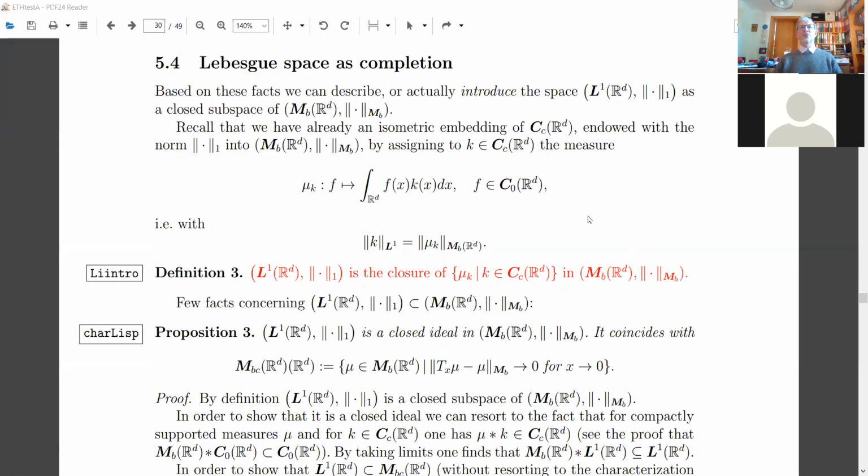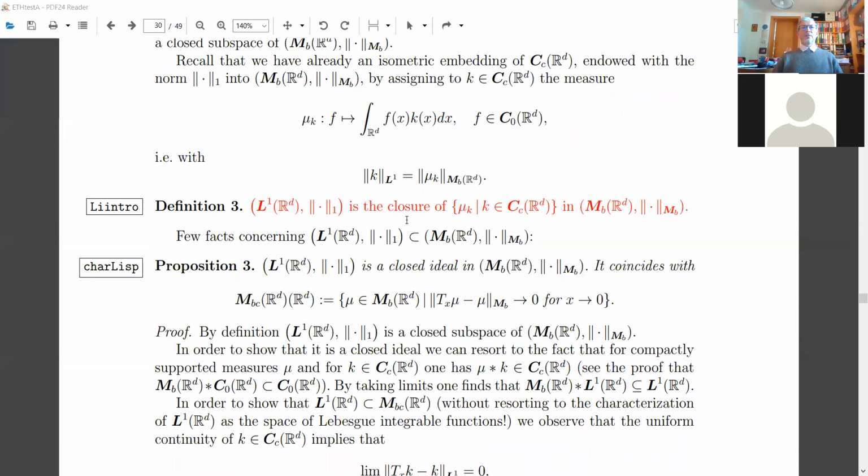For us, it's much more natural to say, well, we already have a Banach space, the bounded measures, and inside of these we have a copy of our continuous functions with compact support. They were quite useful for many things. So let's take the closure of all those measures induced by the compactly supported continuous functions. Inside of the bounded measures, you have the nice measures, and you take the closure of the subspace of nice measures and you call it L1. And so let's try to identify this space a little bit and establish a few properties.